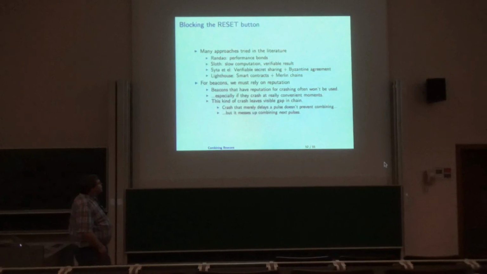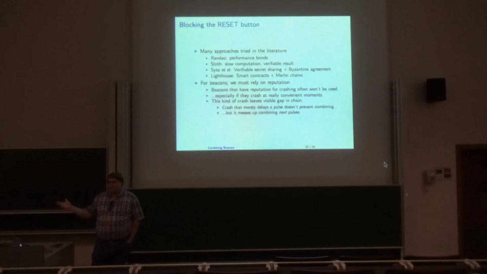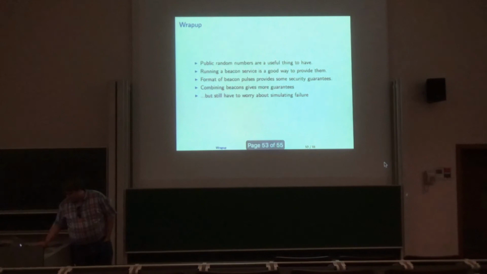So there are a bunch of other possible solutions to this. The solution we came to for the beacon project, at least for now, is basically just forcing. It is basically just saying, well, you're going to have to be visible. Anything bad you do, as far as bailing out and losing pulses, you're going to have to be visible in the chain, and hopefully your reputation will keep going. So that's the big picture.